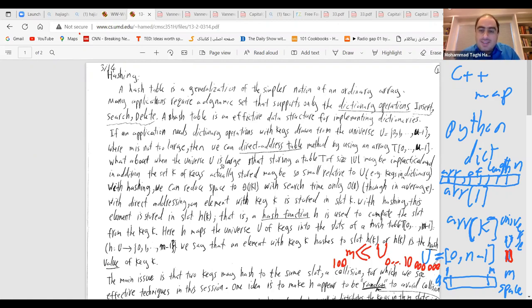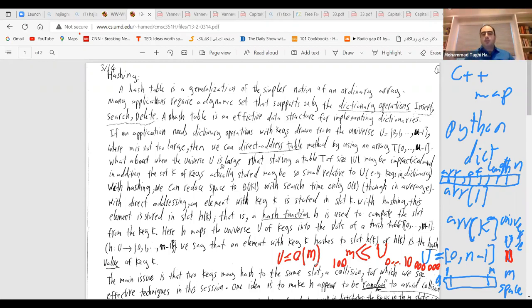So the question is, in this case, how can we have an array such that the indices are between 0 and 10 million, while the size of the array is only 100? Of course, if M is the order of U, or U is the order of M, I think that might be better, then we should be fine.